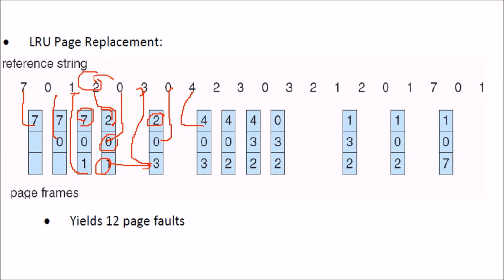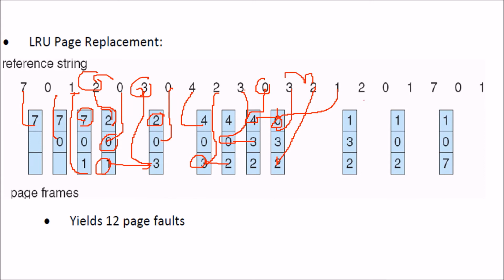4 will replace this. 2 will come, 2 will replace 3, because 3 was quite earlier. Then next, if 3 comes after 2, we have to replace this 0. Then 0 will come, we will replace this 4. Now 3 and 2 are already there. Now 1 has come. 1 will replace 0, because 0 was quite earlier than 3 and 2.